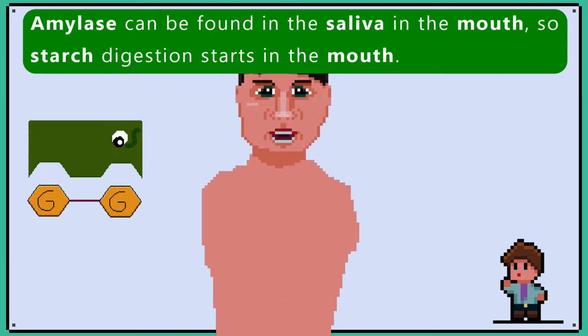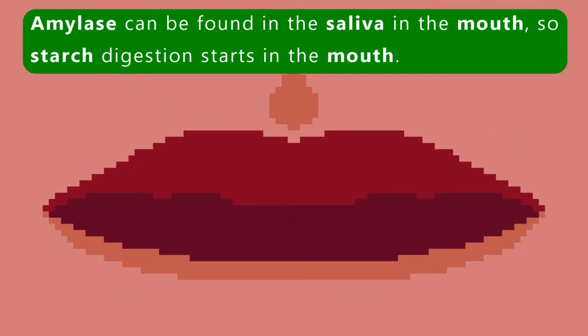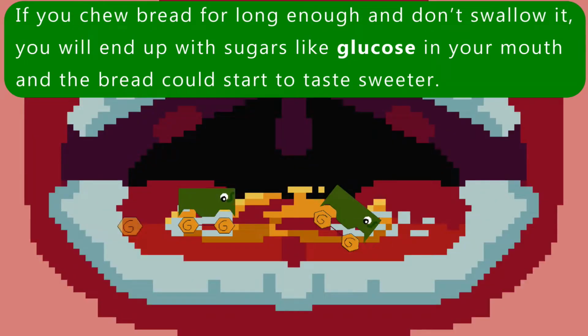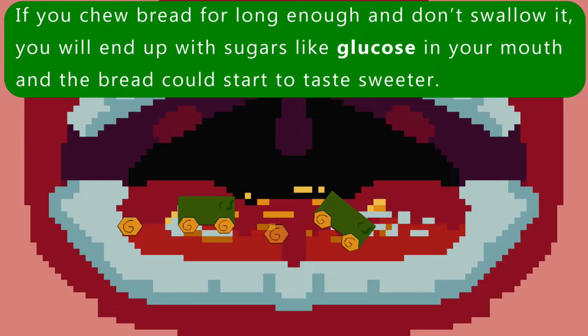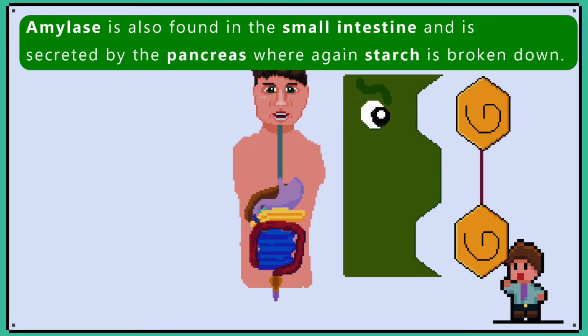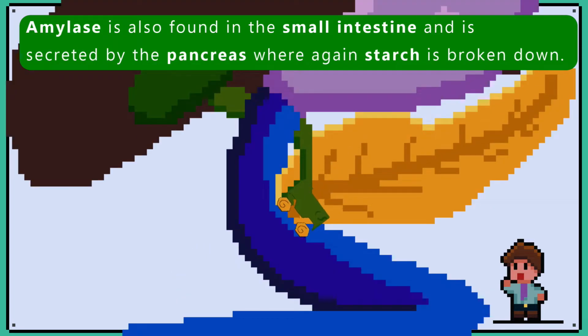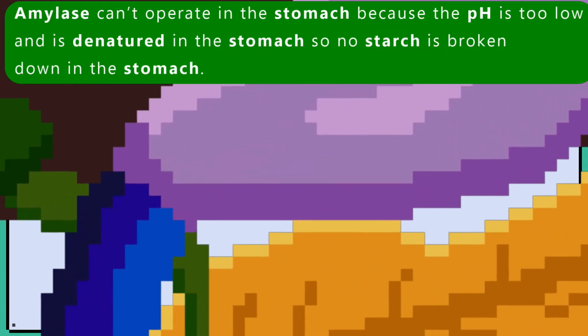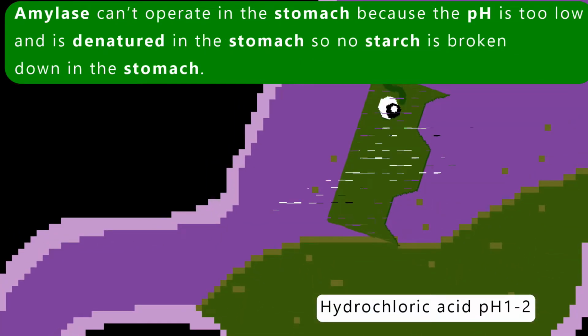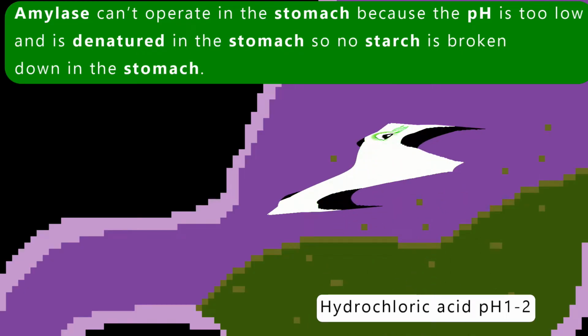Amylase can be found in the saliva in the mouth, so starch digestion starts in the mouth. If you chew bread for long enough and don't swallow it, you will end up with sugars like glucose in your mouth, and the bread could start to taste sweeter. Amylase is also found in the small intestine and is secreted by the pancreas, where again starch is broken down. Amylase can't operate in the stomach because the pH is too low and it is denatured in the stomach, so no starch is broken down in the stomach.